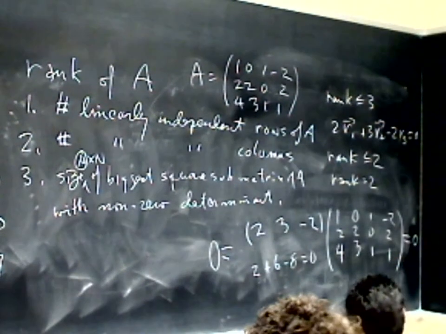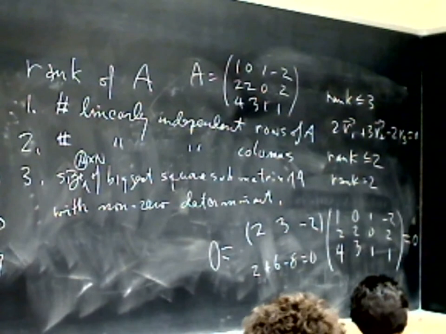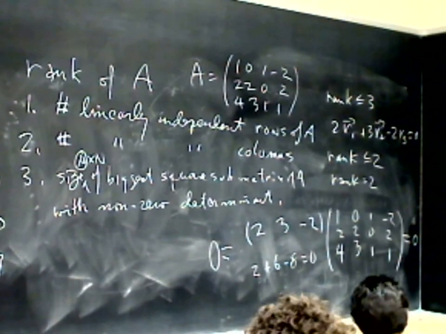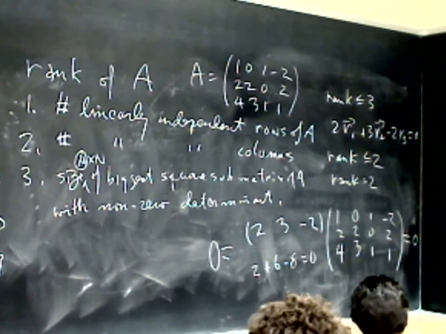So the rank is the number of basis vectors it takes to create the columns? Or the rows, yes.